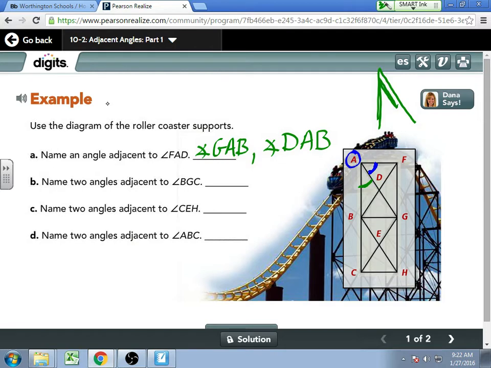So try B, C, and D on your own. If you're having issues, please stick up a hand so I can help you. I'm going to give you a minute on this, because if you're struggling, I don't want you to be too worried.